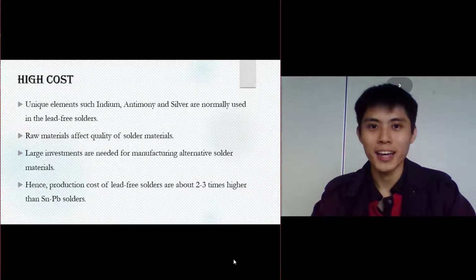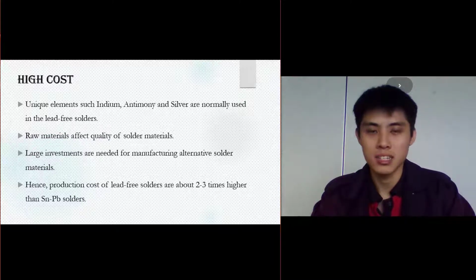Next, followed by the high cost factor. Unique elements such as indium, antimony, and silver are normally used in lead-free solder. The raw material will affect the quality of a solder material. Thus, large investments are needed for manufacturing alternative solder material using these unique elements. Hence, the production costs of lead-free solder are much higher than the conventional tin lead solder.